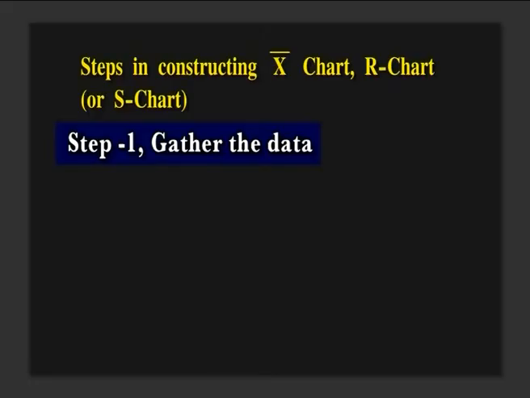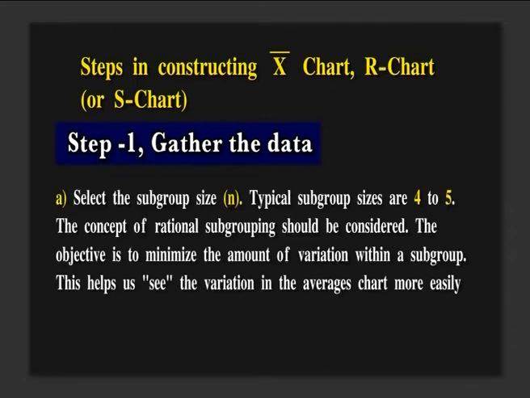The following steps explain the construction of X bar chart and R chart. Construction of S chart is similar to that of R chart. Step 1. Gather the data. Select the subgroup size n. Typical subgroup sizes are 4 to 5 generally.